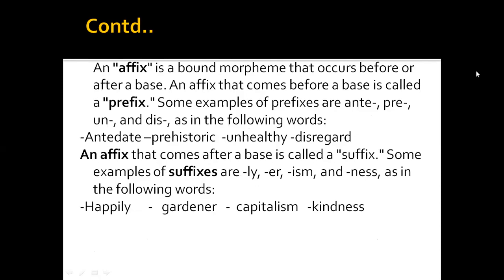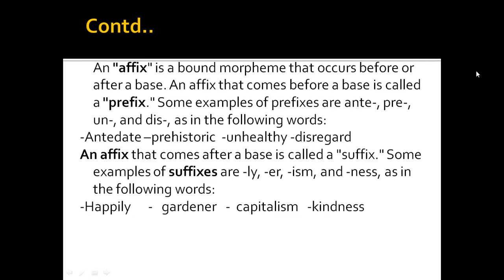Some examples of prefixes are anti, pre, un, and dis, as in the following words. Let's go into the words. Antedate: in antedate, ante is the prefix. In prehistoric, pre is the prefix. In unhealthy, un is the prefix. In disregard, dis is the prefix.